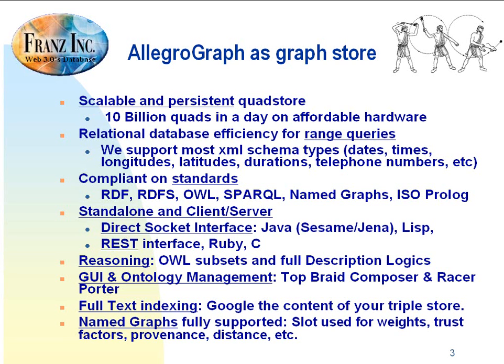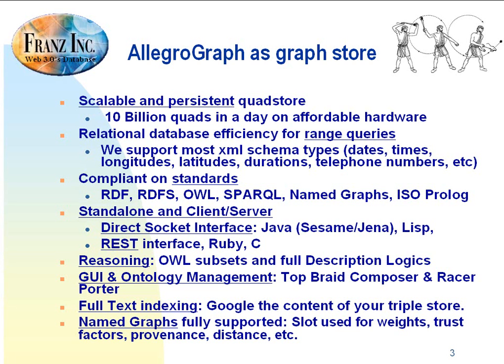One special thing that we have in our Triplestore is that we do range queries. So if you have anything with numbers or dates or telephone numbers, then we encode them in a very efficient way so that you get the same efficiency as relational databases with range queries. We comply with all the W3C standards for RDF and RDFS and OWL and Triplestores.